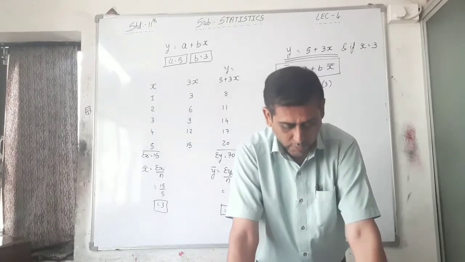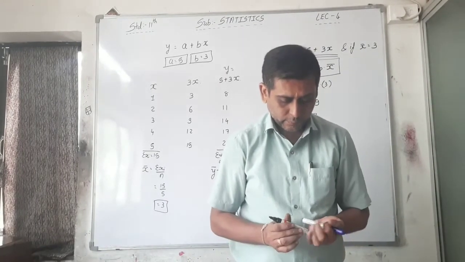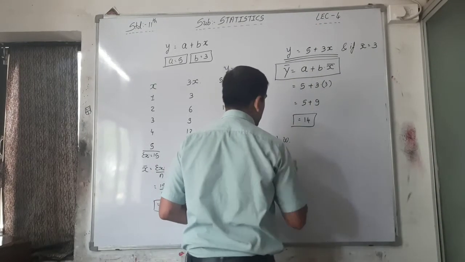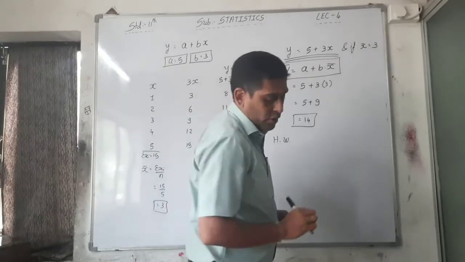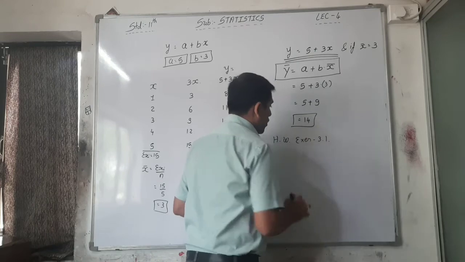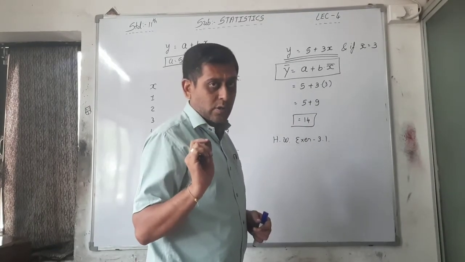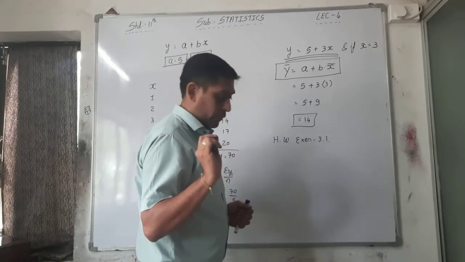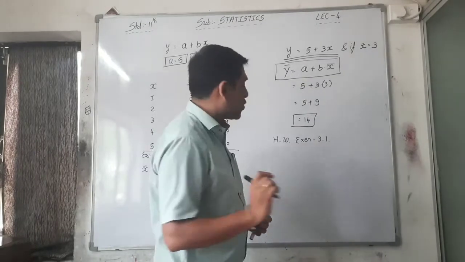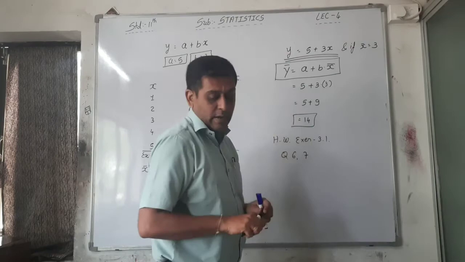Now time for homework. Your homework is in exercise 3.1. Questions number 1 to 5 are over. The 5th was your doubt sum, and in this lecture we completed that. I am solving your doubt. Now the next one is your homework, that is question number 6 and question number 7.